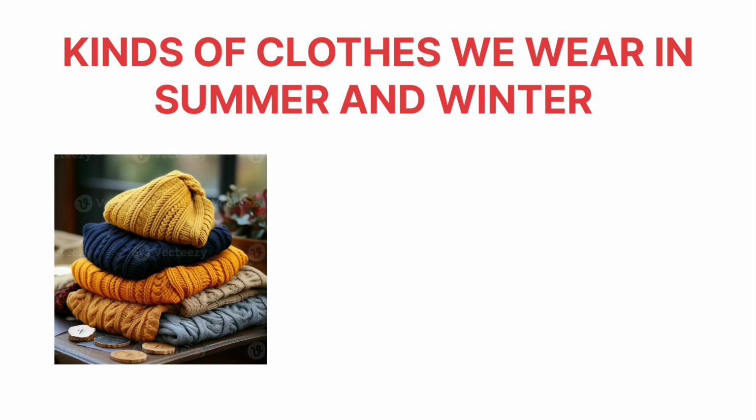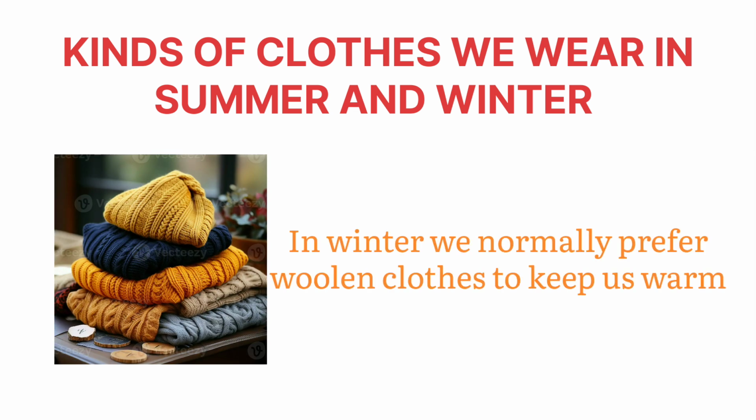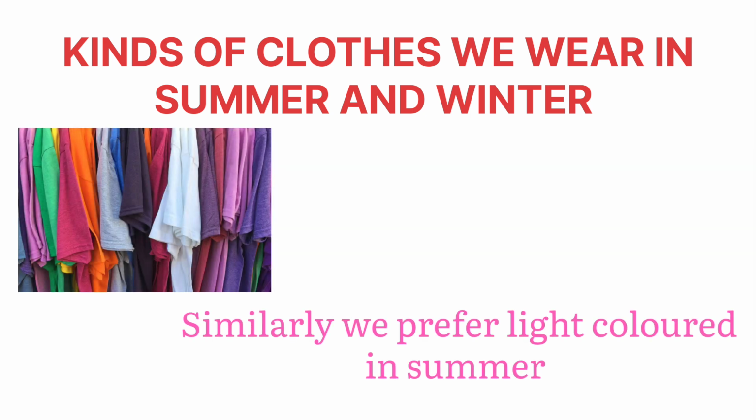Now let us move on to our last concept of this lesson, kinds of clothes we wear in summer and winter. We already know that in winter we normally prefer woolen clothes to keep us warm. Similarly, we prefer light colored clothes in summer to keep us cool. This was about our topic, heat.